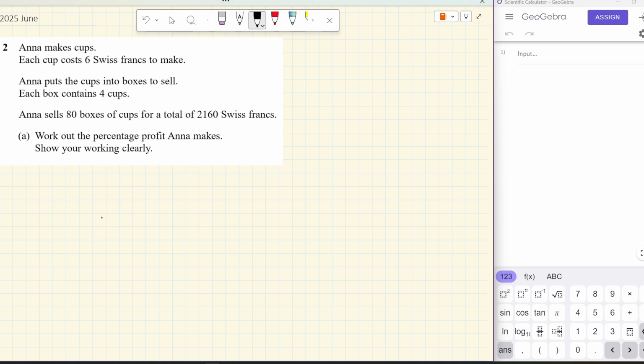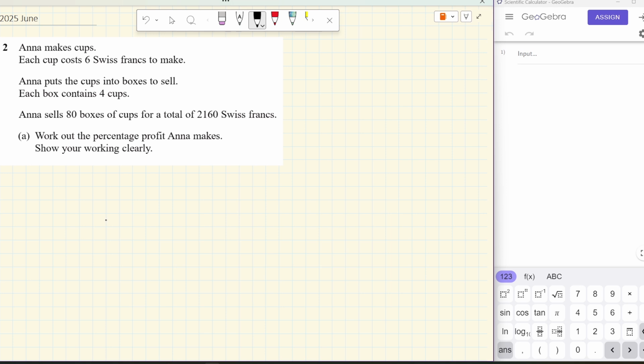Anna makes cups. Each cup costs 6 Swiss francs to make. Anna puts the cups into boxes to sell. Each box contains 4 cups. Anna sells 80 boxes of cups for a total of 2,160 Swiss francs. Work out the percentage profit Anna makes. Show your working clearly.